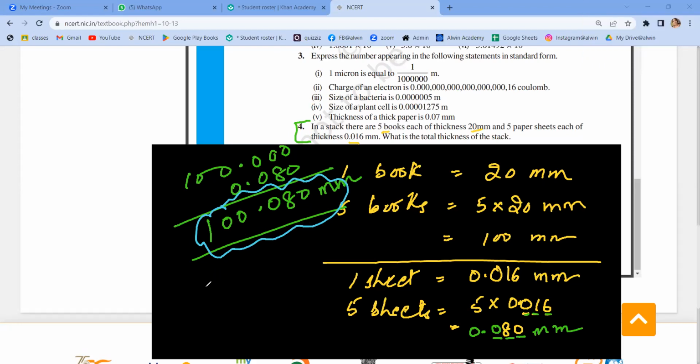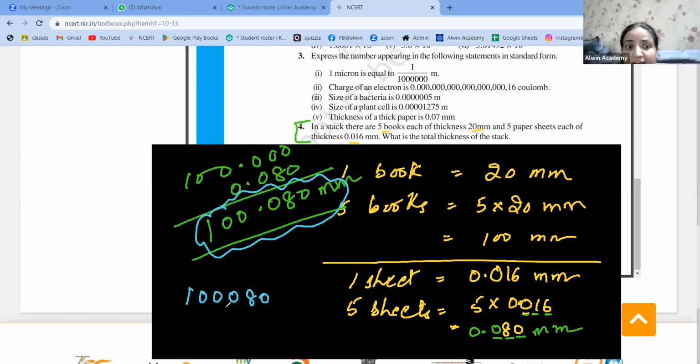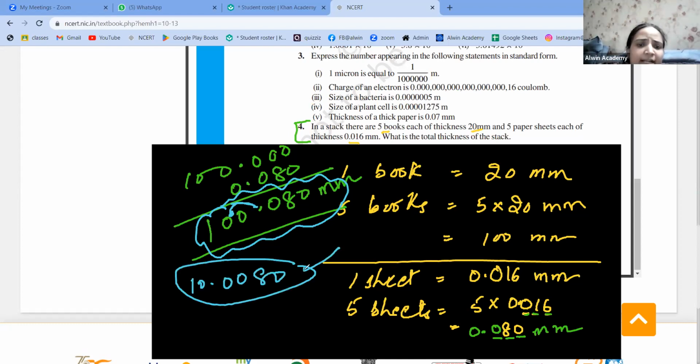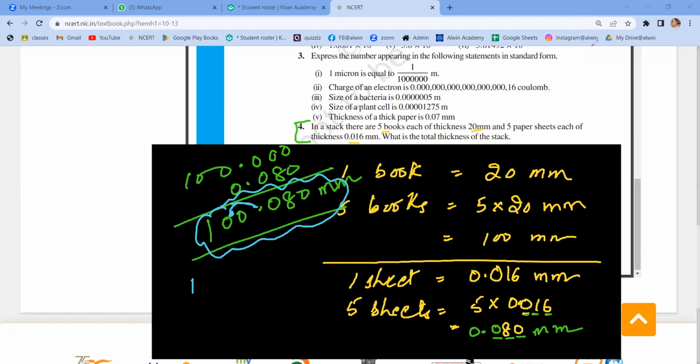Ma'am, can I try? Okay. Ma'am, it will be 10008. You're writing it in the usual form, beta. What is standard form? Standard form is bringing the decimal to the left. Look, if you bring it here, the number will become 10.0080, which is a little greater than 10, right? This number is a little more than 10, so you cannot take this. So 1.00080.